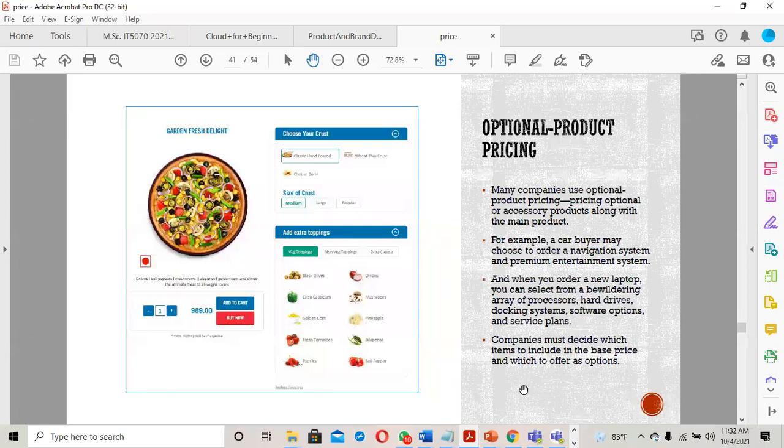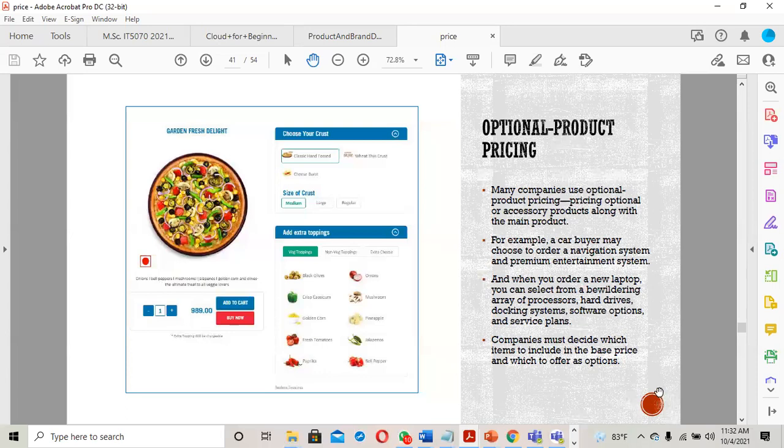So at each point, this is like a trap, just another instance for you to spend some more money. Okay? It just lures you. Why not add this? This looks so nice. Just add it. Okay. So companies must decide which items to include in the base price and which to offer as options. They should be intelligent enough to decide what should be in the core product and what should be given as options.